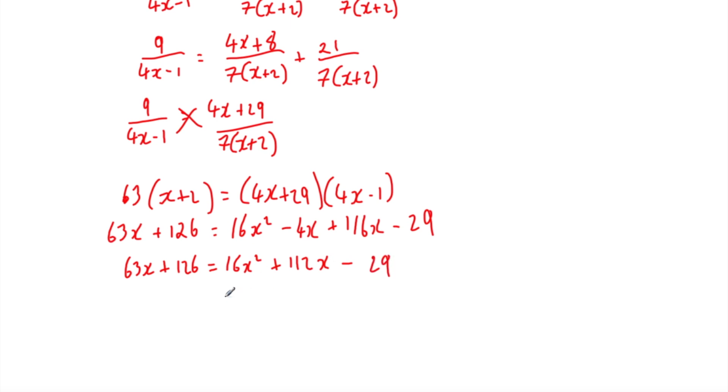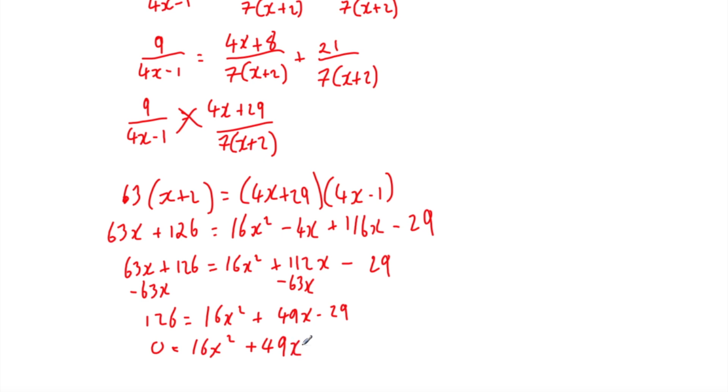Now, for a quadratic equation, we often like it to equal 0, so let's make it equal 0 by taking 63x away from both sides of the equation. On the left-hand side, we'll be left with 126, and on the right-hand side, we'd have 16x squared plus, and then on my calculator, I'm going to do 112 take away 63, and that's equal to 49x, and then minus 29. And then finally, we want to get rid of this 126. So if we take away that from both sides of the equation, we'll be left with 16x squared plus 49x. And then if we have minus 29 and we take away another 126, that's equal to minus 155.